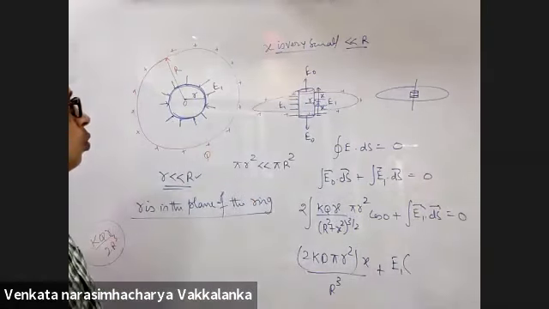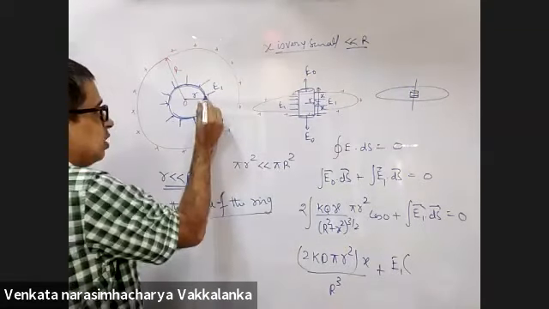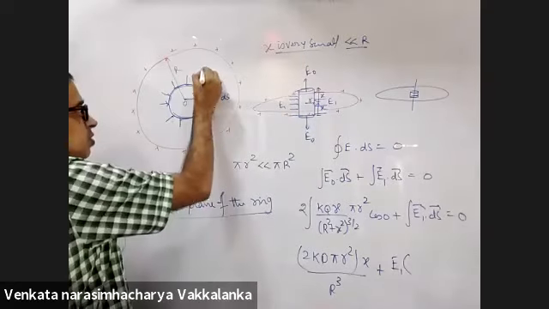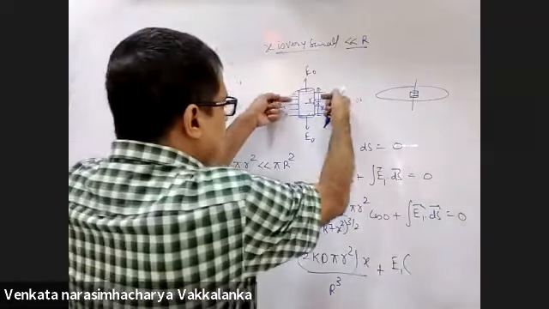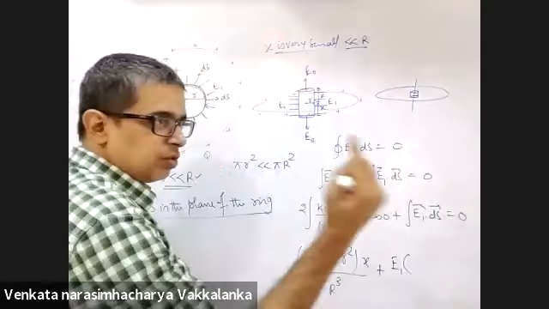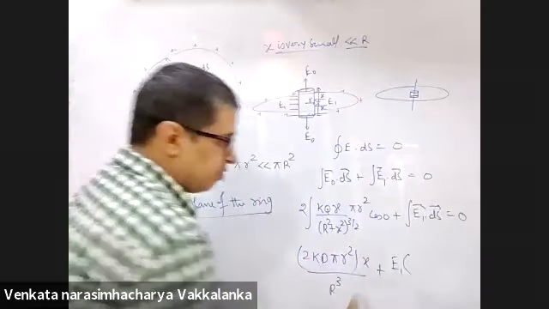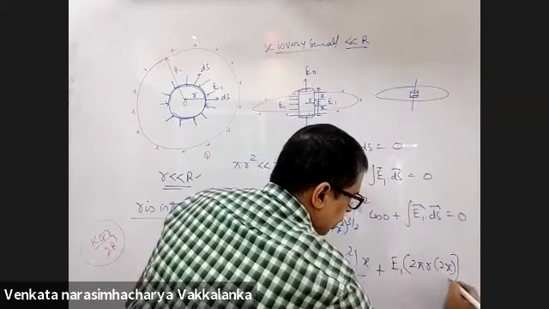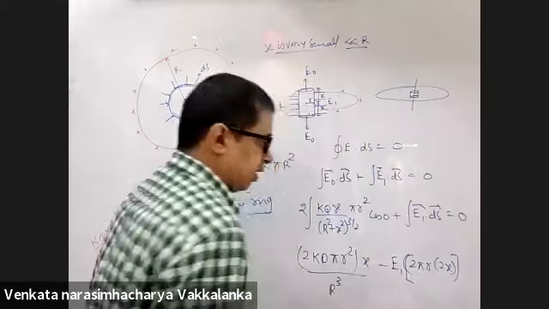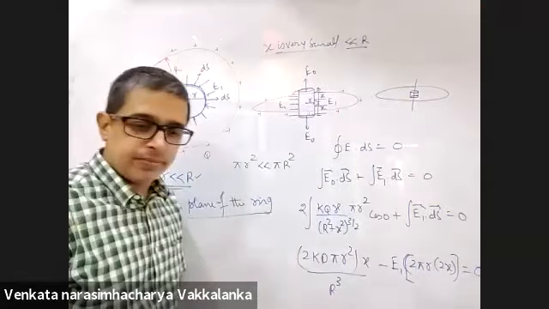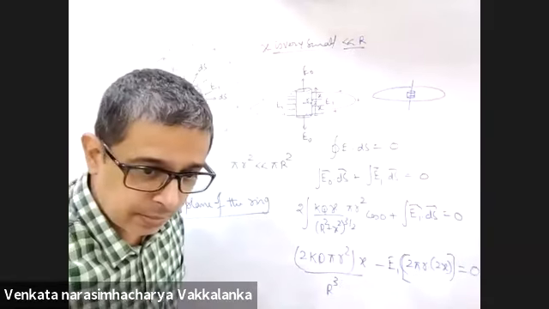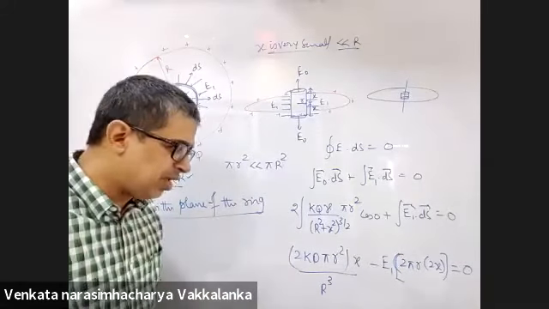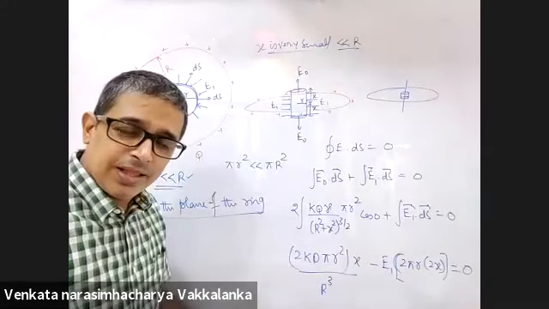E1 into, now listen, E1 is inwards, ds is outwards. E1 is inwards, ds is outwards. What is the curved surface area of the cylinder? 2 pi R into 2x, R times 2x, but with a negative sign. Why? Cos 180. It will be negative from here.